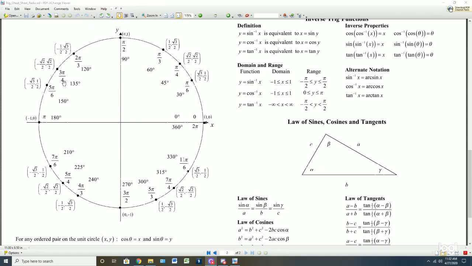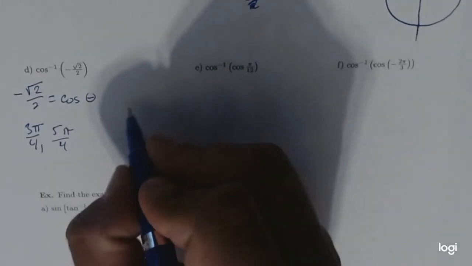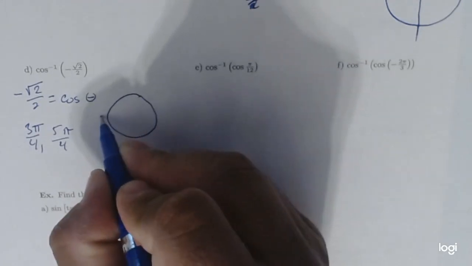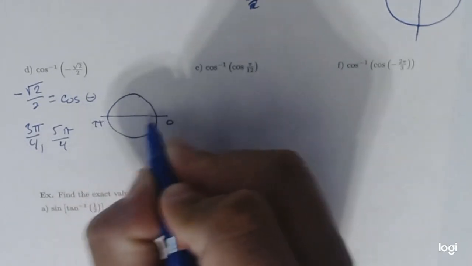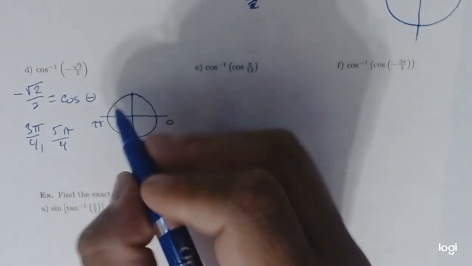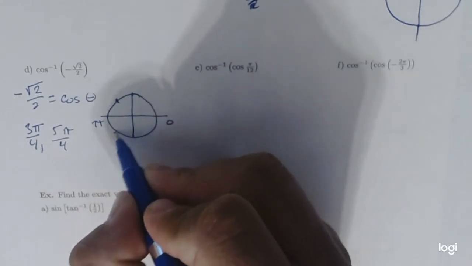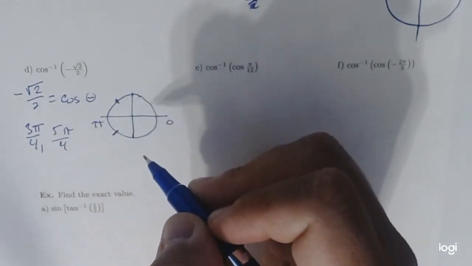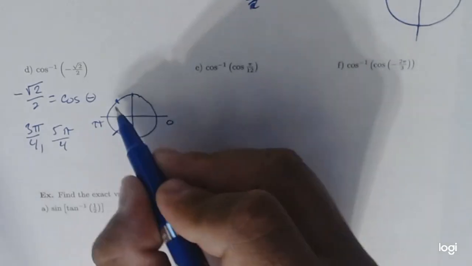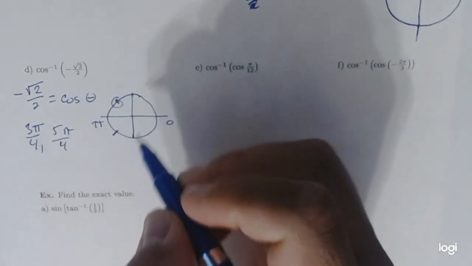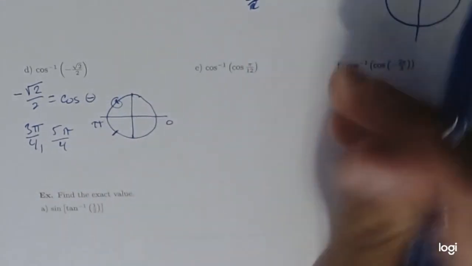And the other one is right here, 5 pi over 4. Okay, so again, cosine, like I said earlier, is between 0 and pi, so it goes this way. Okay, so here's 3 pi over 4, and here's 5 pi over 4. So which one's in the range of cosine inverse? Only this one, right?